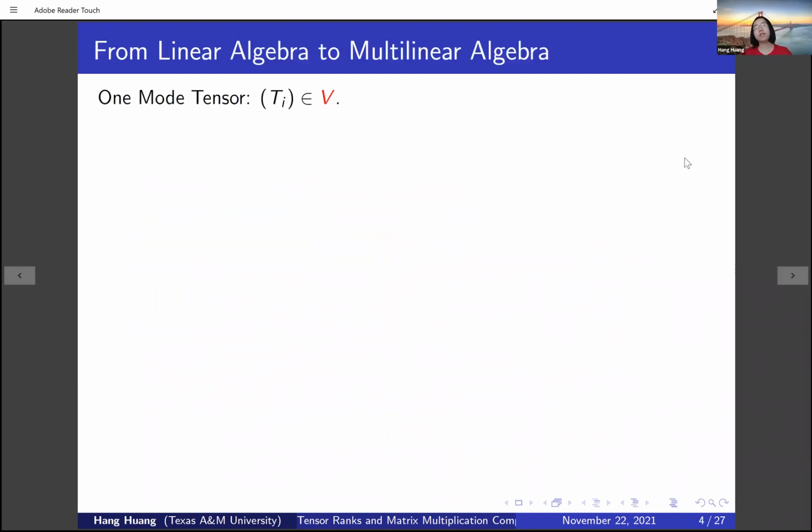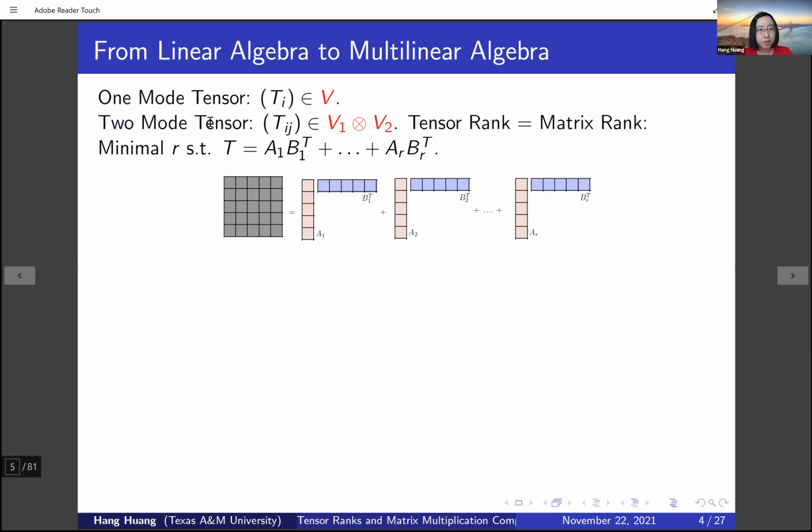So I will start with a brief introduction to tensors. When we talk about tensors, tensors have different modes. If you're looking at a one-mode tensor, that's just a vector. And if we talk about two-mode tensors, that's just a matrix. So it lives in V1 tensor V2. And in this case, tensor rank is the same as matrix rank. In fact, all the notions of rank that I'm going to talk about will coincide for two-mode tensors.